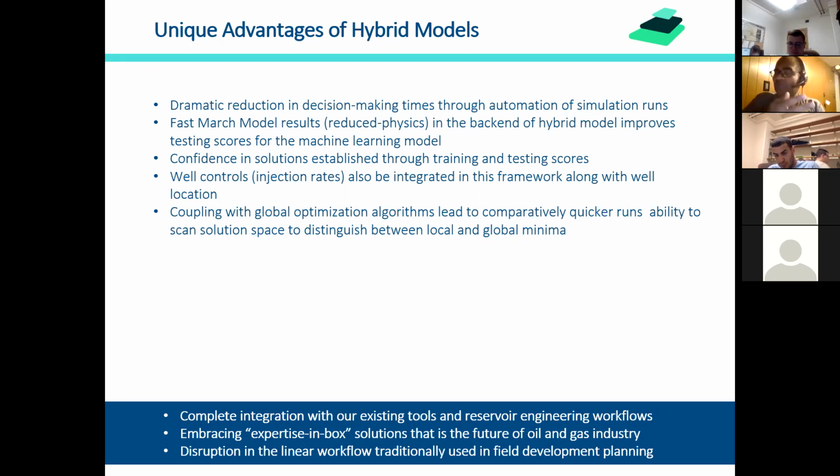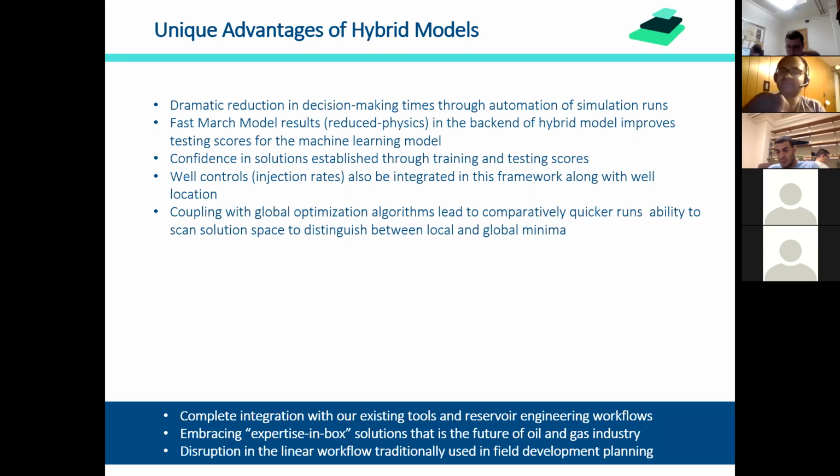Now, in addition to well locations, we also integrate well controls. It can also be integrated in this framework. So not just where to drill, but essentially how much bottom hole pressure to maintain to produce, or if you're injecting, what should be the injection rate. So all those can be effectively obtained through this approach.